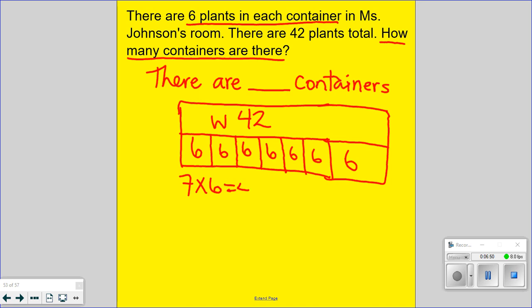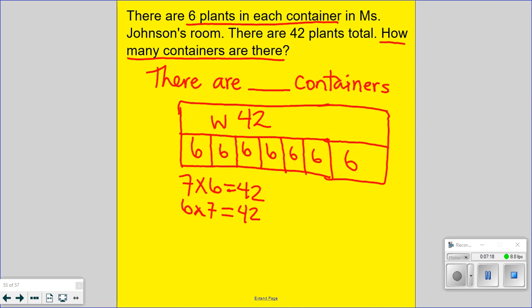7 groups of 6 is the same value as 42. Do you see 7 groups of 6? Yeah, I see 7 groups of 6. Could I also say 6 groups of 7? It doesn't technically match my picture, but could I think about it that way if that's easier for my brain? Yes.